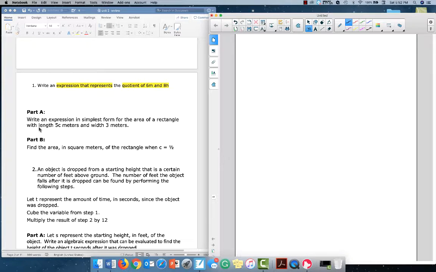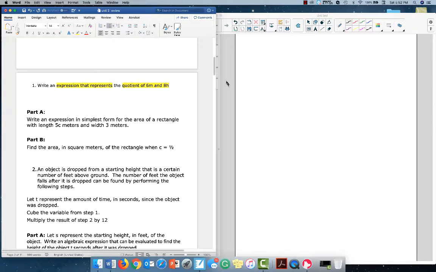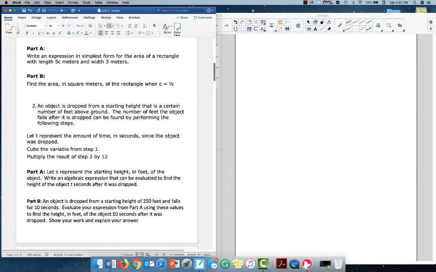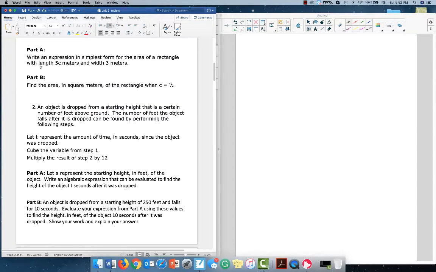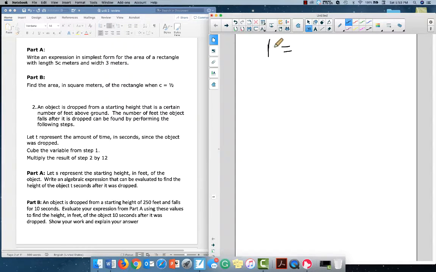Part A. Right here. Write an expression in simplest form for the area of a rectangle. Area equals multiplication. Area equals multiplication, length times width. Okay? You multiply these two numbers when you're finding the area.